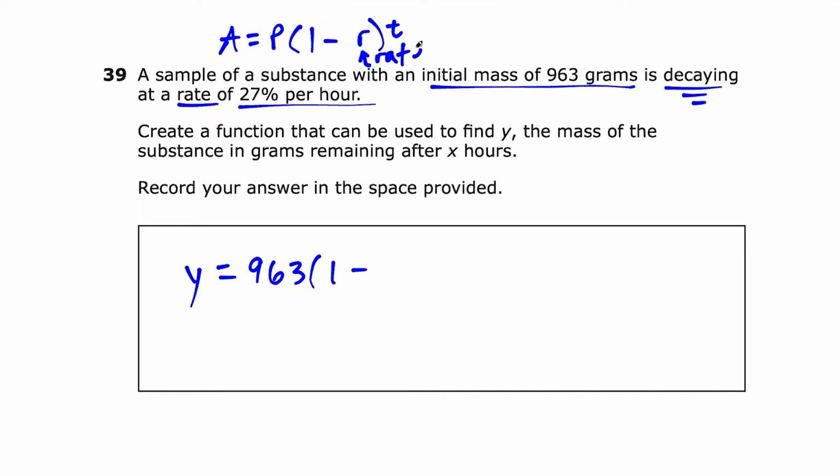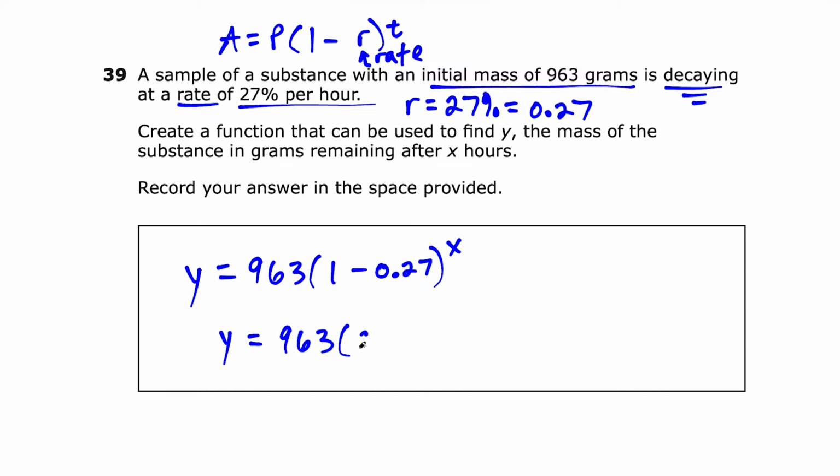So the rate is the r value here. So we have r equals 27%, and this is equal to 0.27. So I'm going to do 1 minus 0.27, and now my power, instead of t, I'm going to use x, because once again, they want us to create a function that could be used to find y, the mass of the substance in grams remaining after x hours. So now we'll just simplify here. We're going to have 963 times 0.73 after we do 1 minus 0.27, and this is being raised to the x power, so here is our equation.